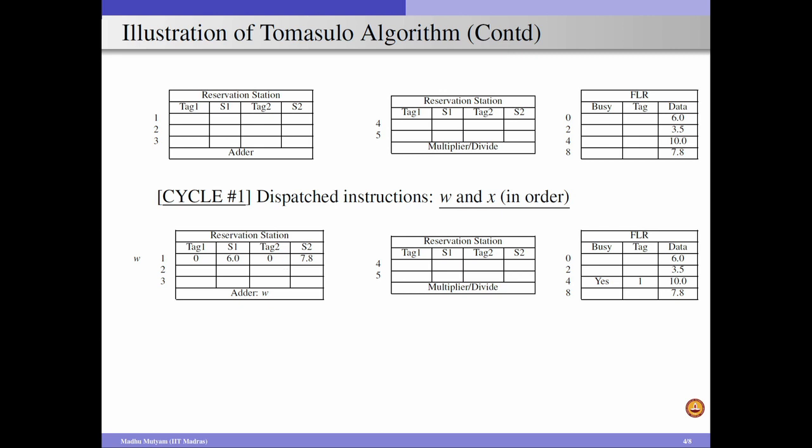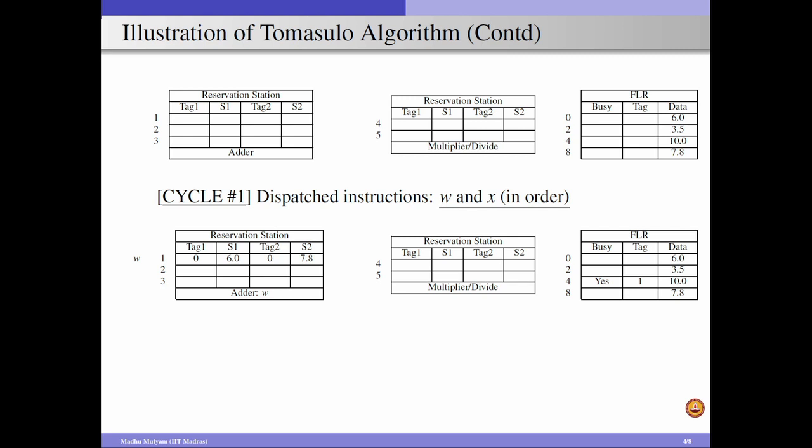And to indicate whether the value stored in this S1, S2 is the actual value or the tag, we are going to use these tag bits. If the tag bit indicates 0, that indicates that whatever value is stored in the corresponding source operand will be the actual value. So here, because for the instruction W, R0 and R8 already have the value in the register file, we reset the tag bits here. Tag 1 and tag 2 are reset to 0, so that the 6 and 7.8 actually indicate the correct values for this instruction. And now this instruction is going to write to the register R4.